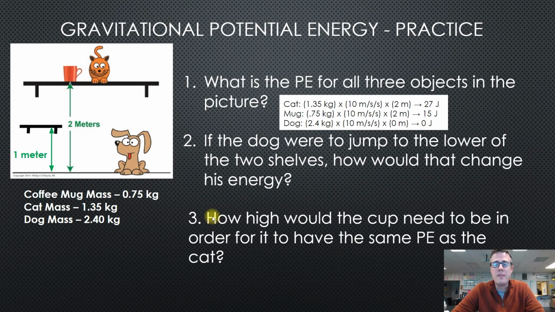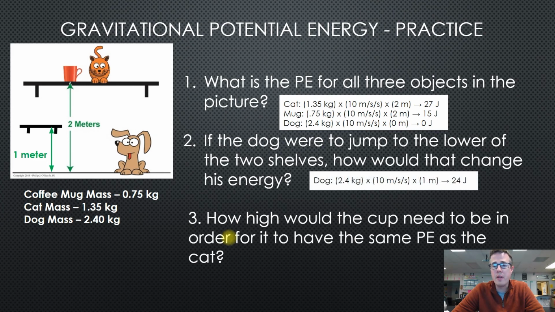So for number 2, if the dog were to jump to the lower of the two shelves, how does that change his energy? So we're going to take the dog's mass times gravity times the height of that shelf, which is a meter, and we find out that he would add 24 joules to his energy.